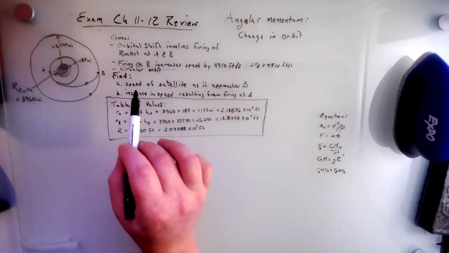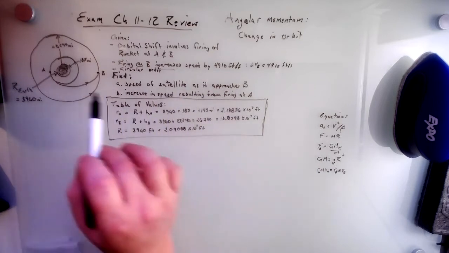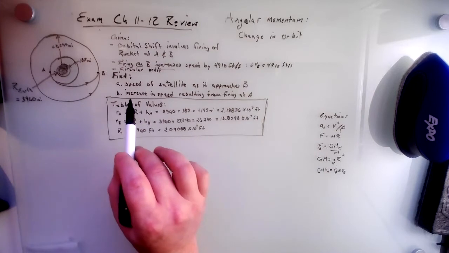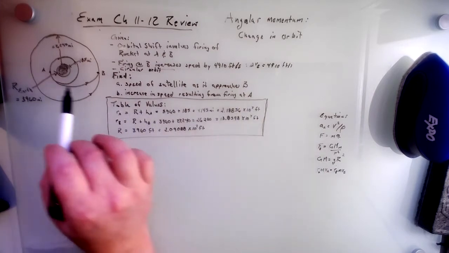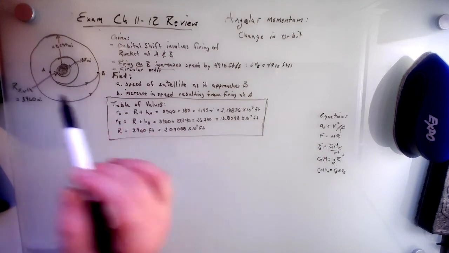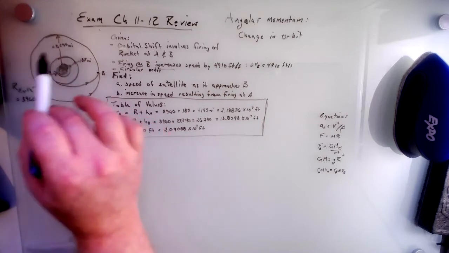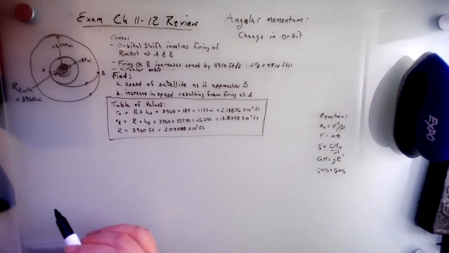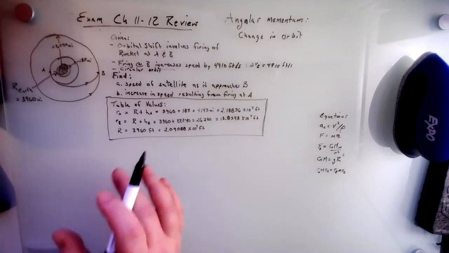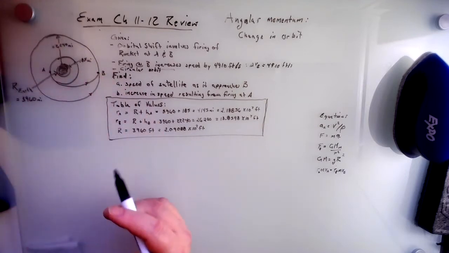We are asked to find the speed of the satellite as it approaches B, and the increase in speed resulting from the firing at A. Also, sorry, I forgot to mention this, the orbits are circular, which allows us to treat this like a normal, or semi-normal, angular momentum problem.